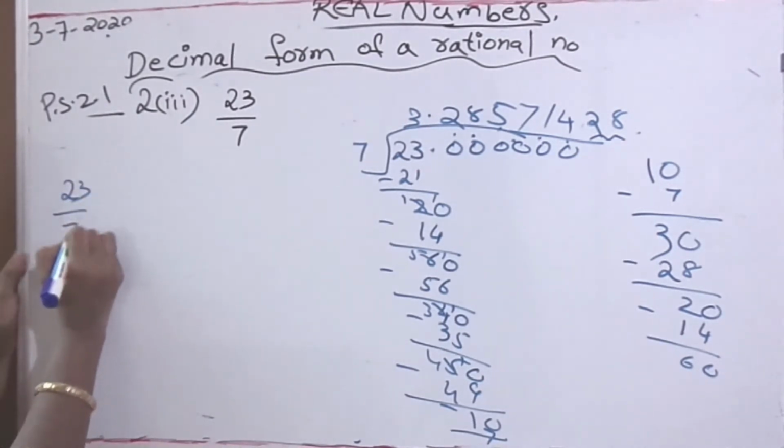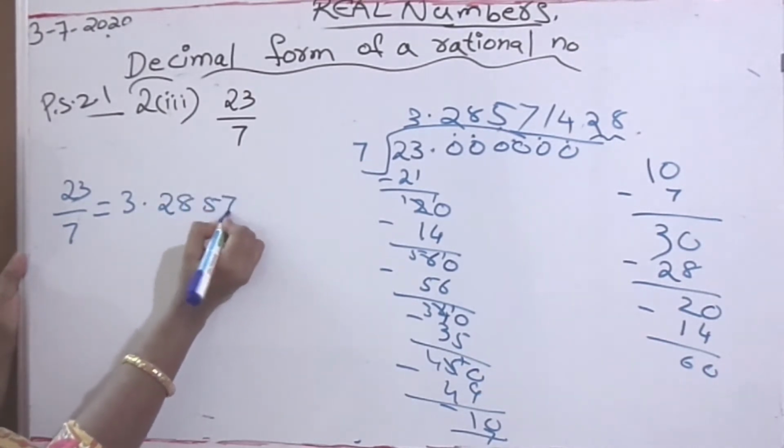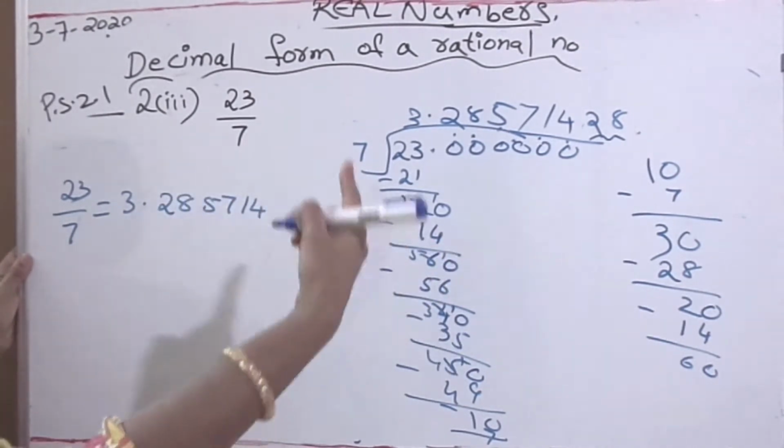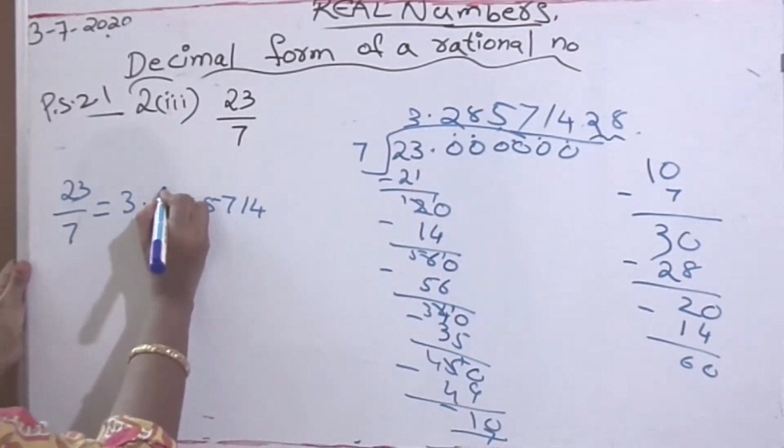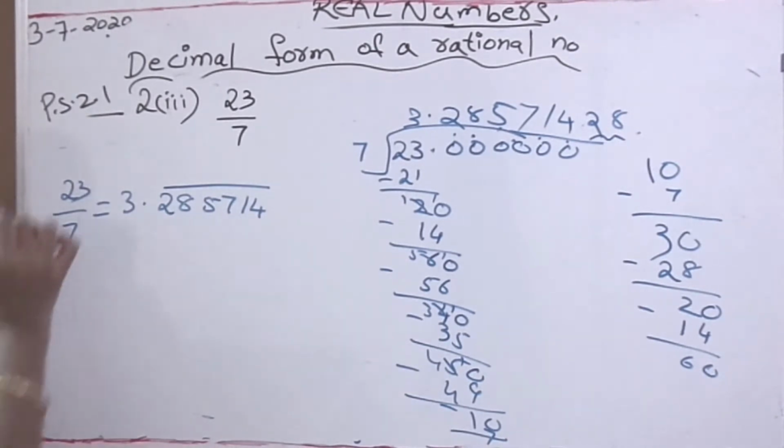23 upon 7 is equal to 3.285714. Then after that again 285714, 285714. This entire thing is getting repeated. So we put a bar on top. This is our answer.